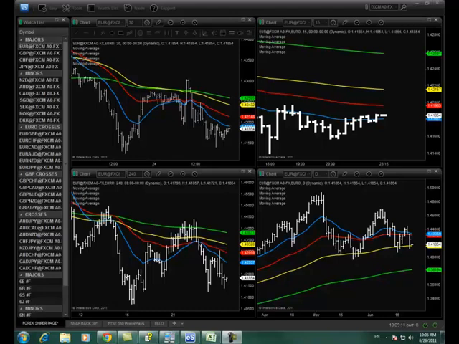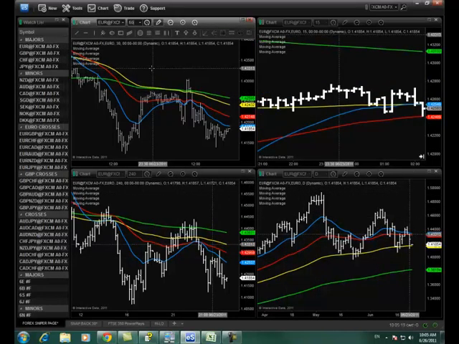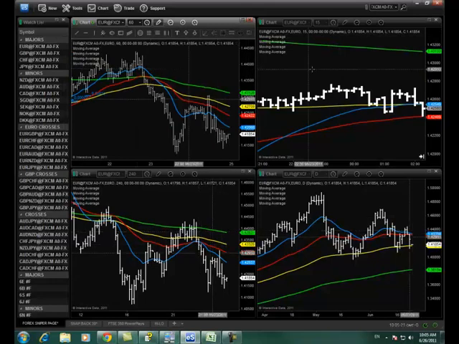Now on the screen we've got the euro dollar, and we've got the daily, the 4 hourly, the 60 minute and the 15 minute. We're going to look through and try to find some potential areas where you can identify trading opportunities, and how you can then drill down to the smaller time frames and execute on those positions.